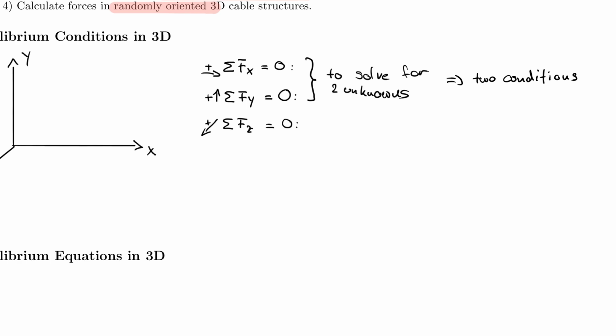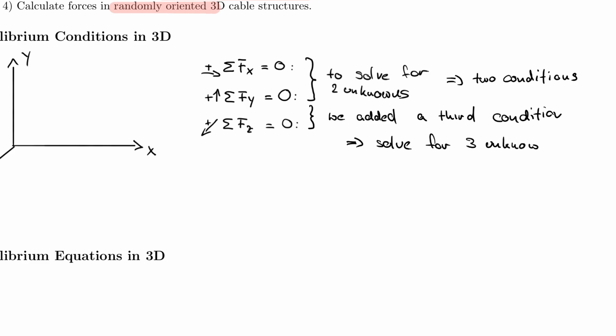But now we are actually adding a third condition. And therefore, we can now solve for three unknowns at a time. And that, of course, is very important to understand. So let's highlight this, that you can solve for three unknowns because you have three conditions now.